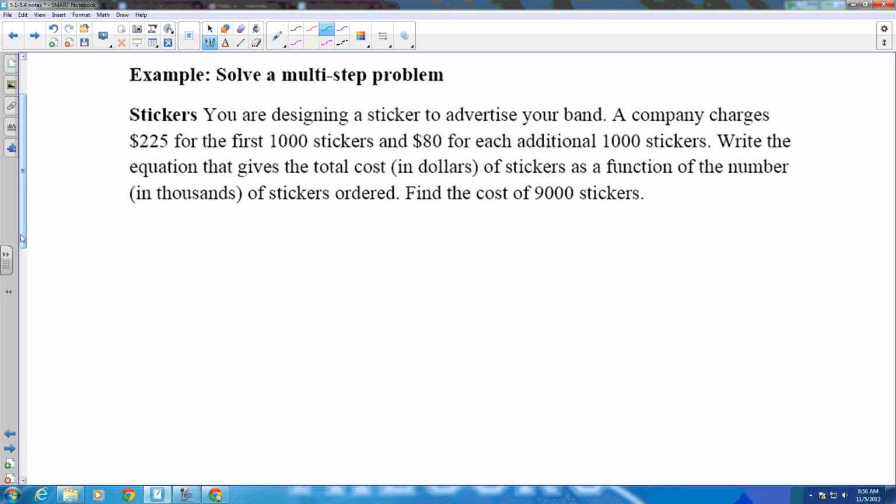You are designing a sticker to advertise your band. The company charges $225 for the first 1,000 and $80 for every additional 1,000. Write the equation that gives the total cost of stickers as a function of the number of stickers ordered. Find the cost of 9,000 stickers. So we need to identify what the rate of change is, which is our slope, and that is $80 per 1,000 stickers. That's what our rate is.